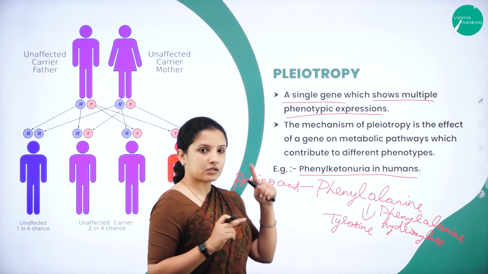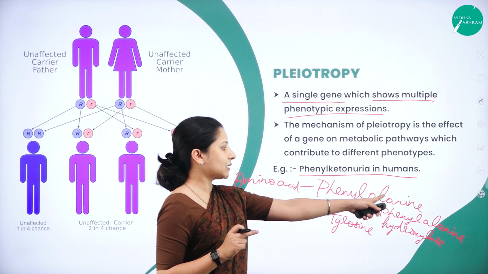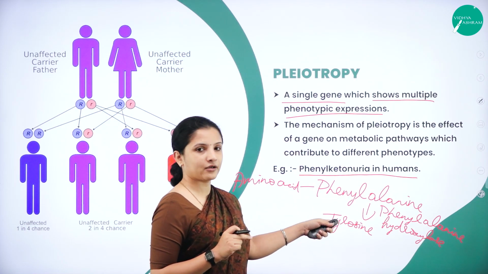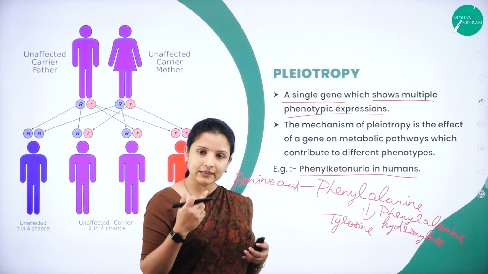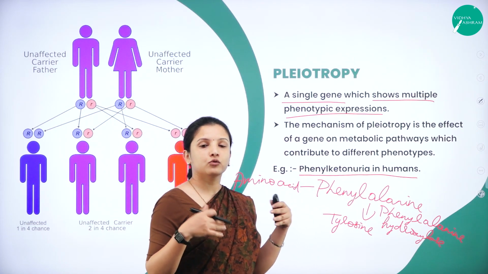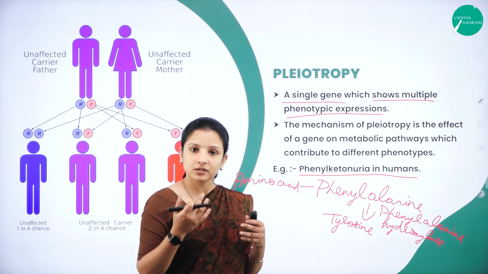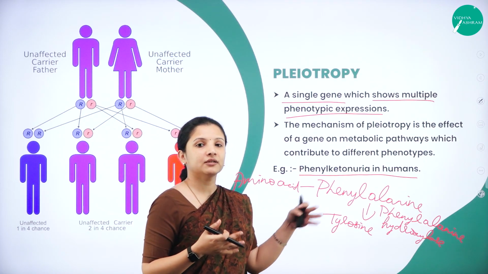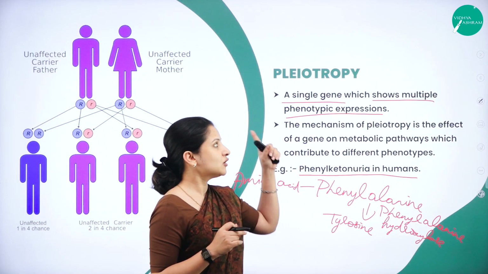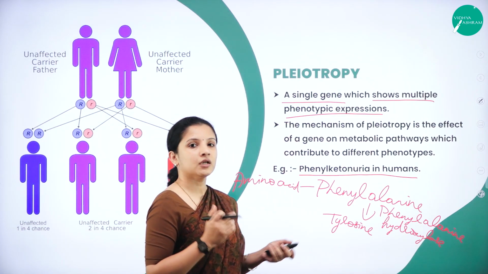Here one gene, the gene responsible for the production of the enzyme phenylalanine hydroxylase, which helps in the conversion of phenylalanine into tyrosine, gets altered. When it gets altered, too much phenylalanine accumulates, and therefore it hinders the development of the other amino acid, tyrosine. Therefore different diseases can be seen in the human body. One single gene is controlling different traits or characters. That is nothing but pleiotropy.